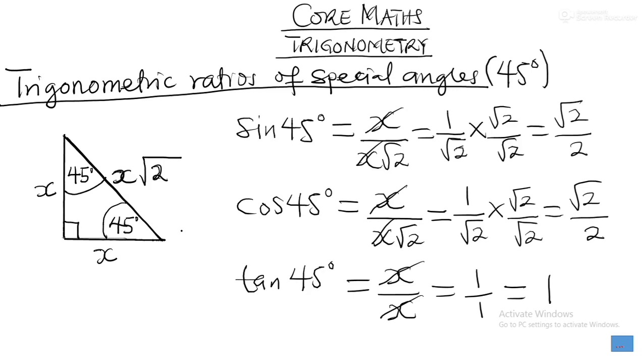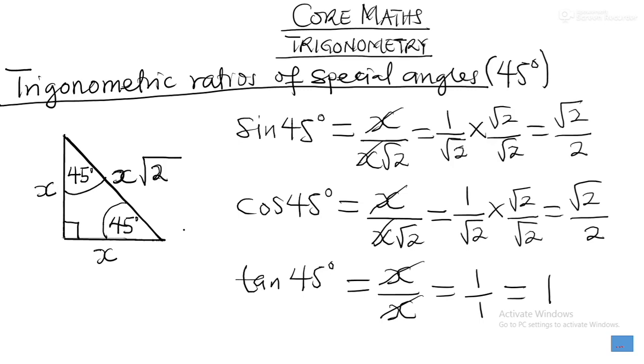I hope you are with me. Good. So sine 60 is the same as cos 30. Therefore, sine 60 will be what? Root 3 on 2. Cos 60 is the same as sine 30. Therefore, cos 60 will be what? 1 over 2.